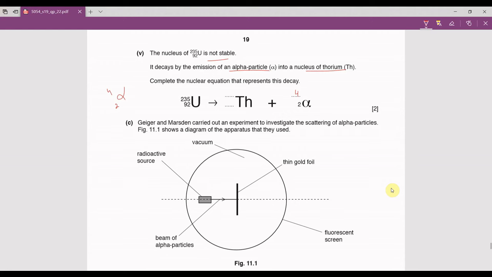But just balance the equation. Here we have 92 and here we have 2, so we can just do it like this: 92 is equal to x plus 2. So x should be 90. That would give me 90. And for the top one, I can make an equation: 235 is equal to y plus 4. So y should be 231. That's it.